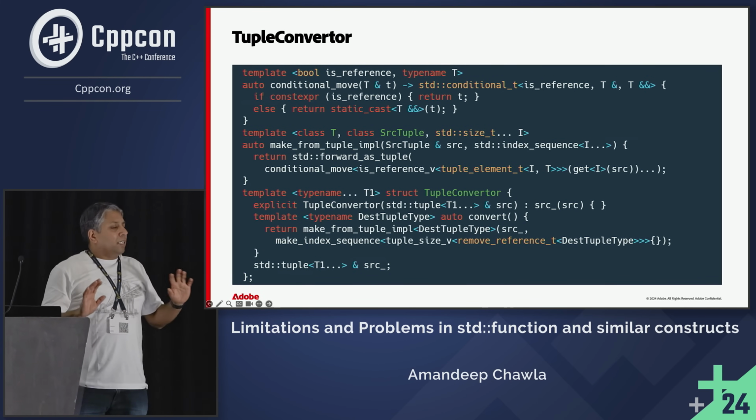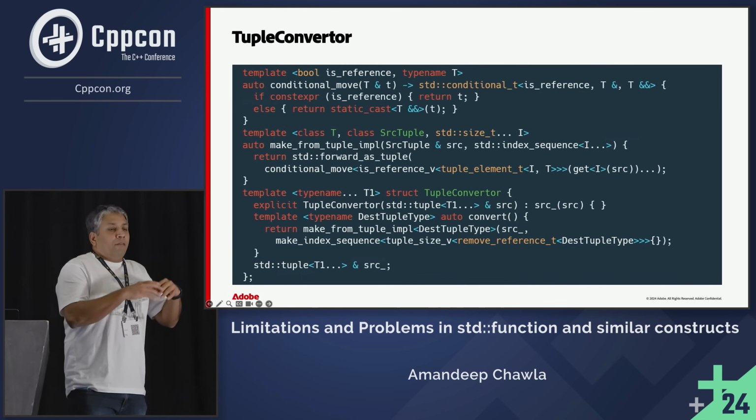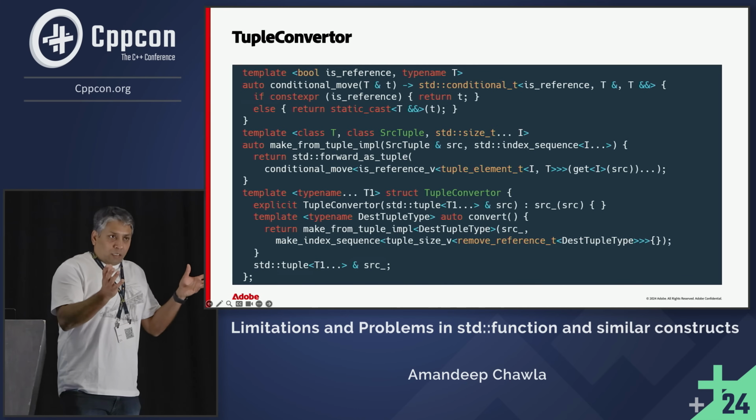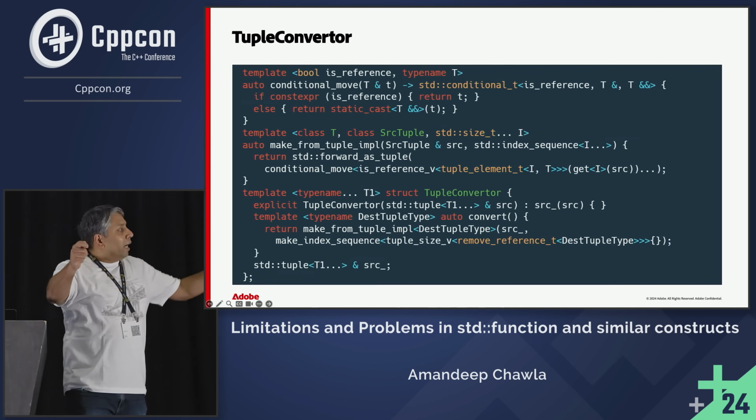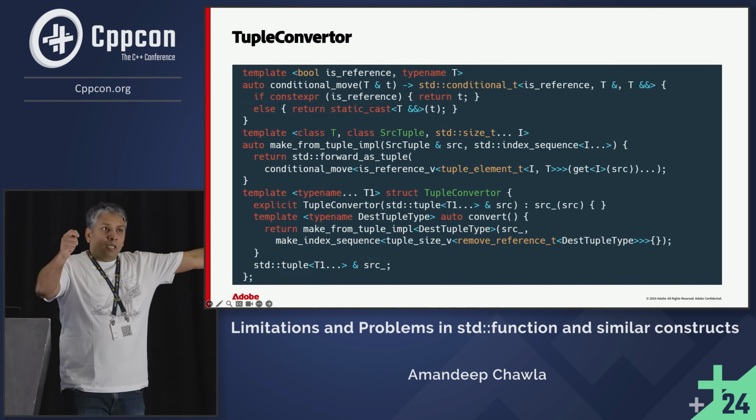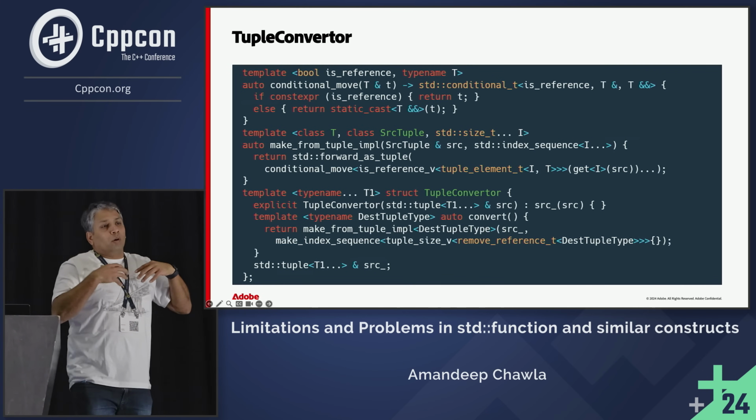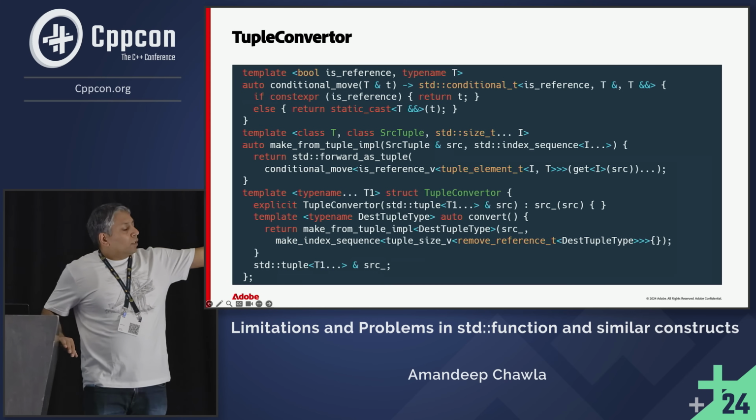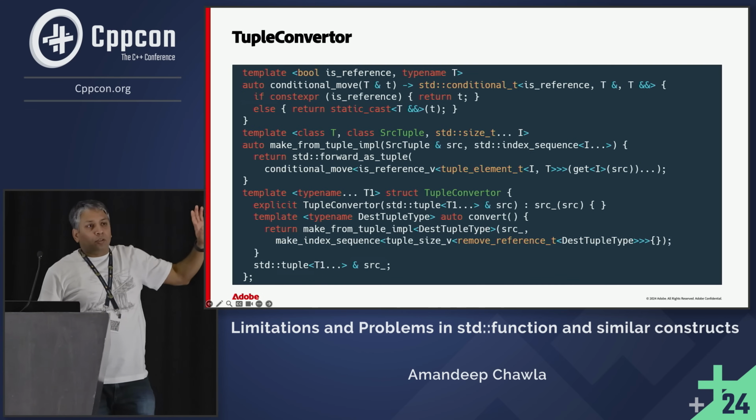And the last one is just a helper, where when you create a tuple converter instance, it takes the reference of the source tuple, and then you call convert on it, saying what should be my destination type, and it does all the magic. So whenever I am writing my code, I am just working on a tuple converter, not on top of std::tuple. So any questions on this?